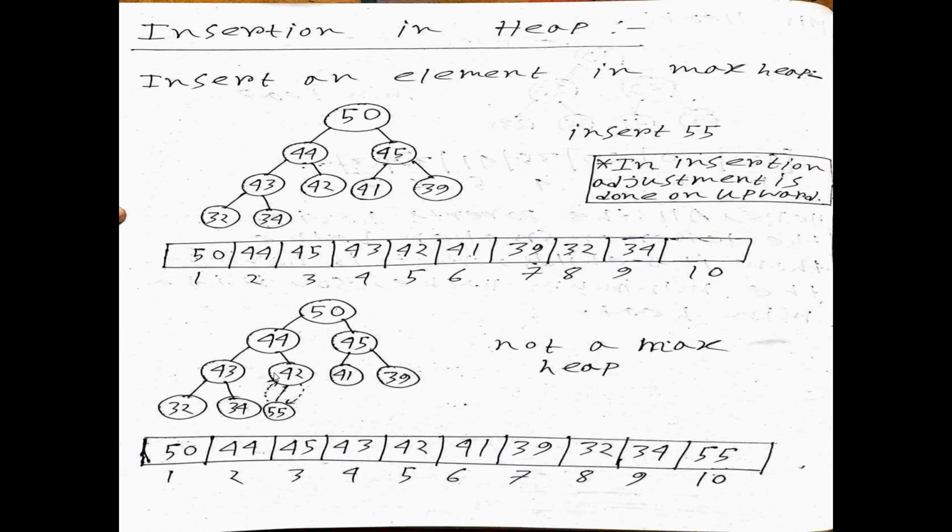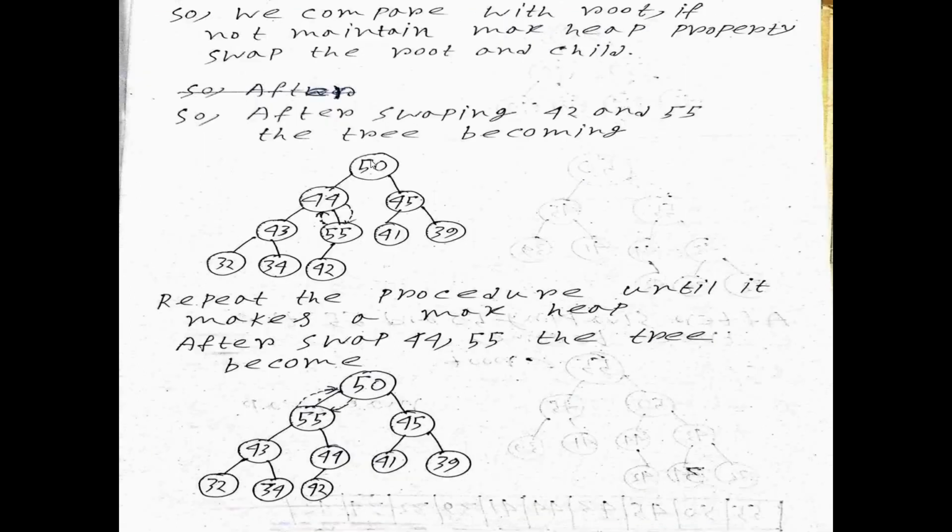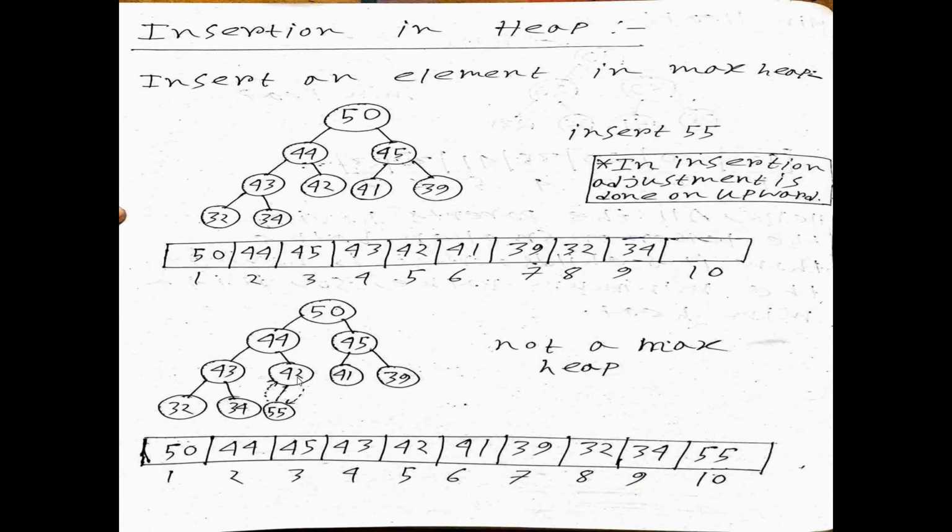Now the procedure is, we compare 55 with its root. What is the root of this element? That means 42. Compare with the 42. Every time we check, does it maintain the max heap property? If not, then swap. So here 55, the child, is larger than the root. That means we swap 55 and 42. If it does not maintain the max heap property, then we swap the root and child.